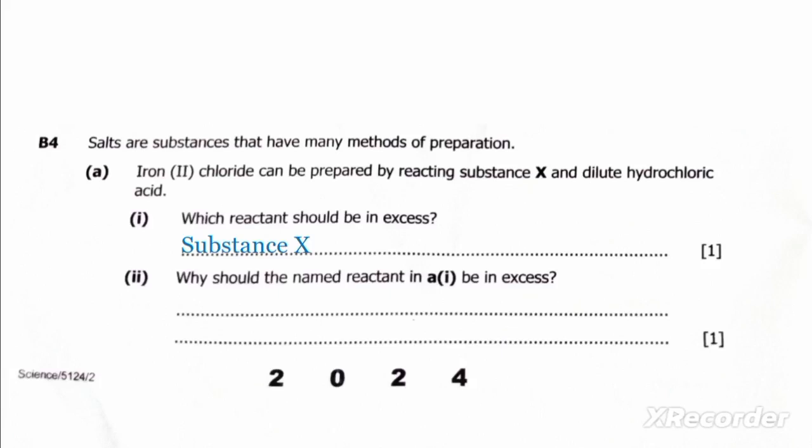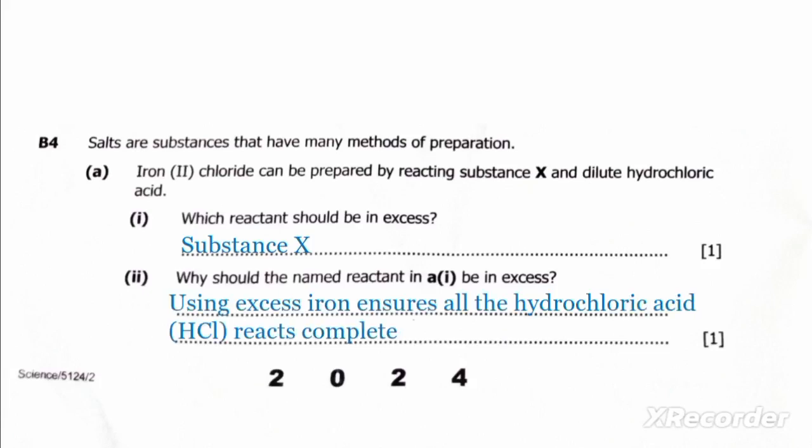Roman numeral 2, why should the named reactant in A Roman numeral 1 be in excess? So substance X should be in excess to make sure that all hydrochloric acid is reacted to avoid contamination. So the reason why substance X should be in excess is to make sure that all hydrochloric acid is reacted to avoid contamination.